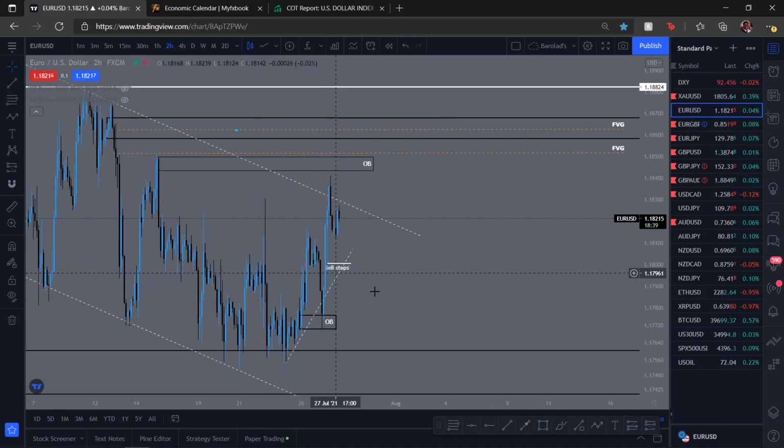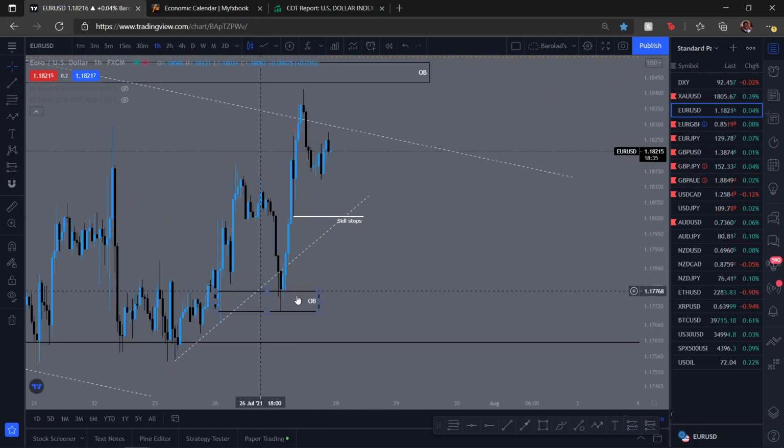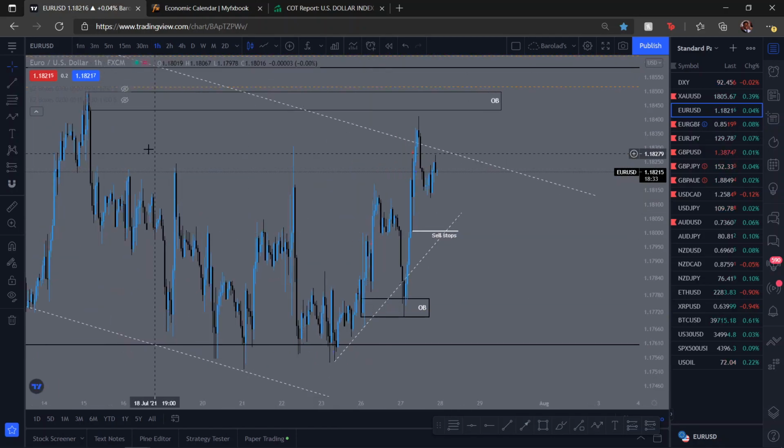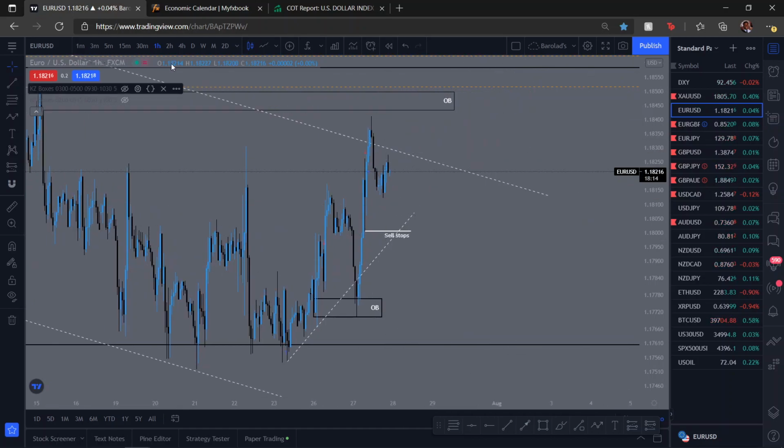Euro dollar was an amazing setup. I took longs in here and absolutely met my target. We've traded now into this huge fair value gap. Now it will be interesting to see how price reacts off of it. I'd like to see price get into this order block, possibly the 1.18500 institutional level, and trade off.